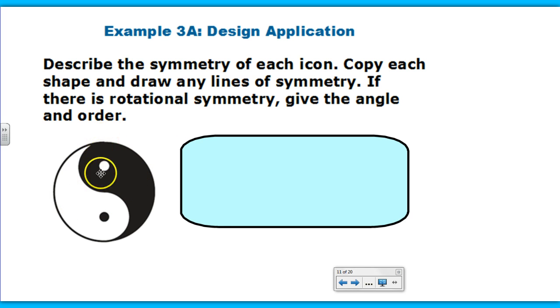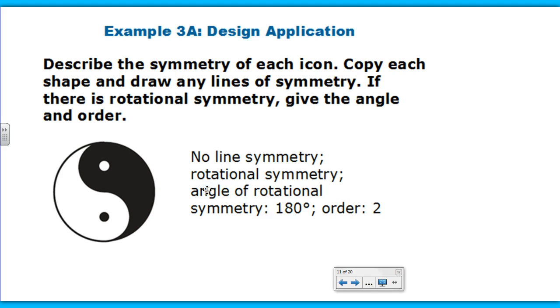So if we rotate this 180 degrees, we would have an image that looks as though we have points falling on their original positions, just reversing the color. So we could say we have a 180-degree angle of rotation and an order of 2.